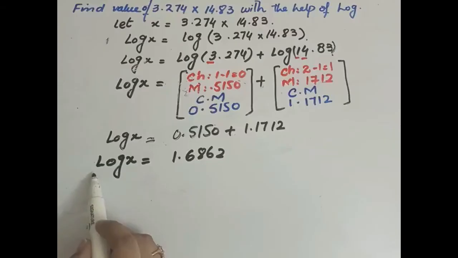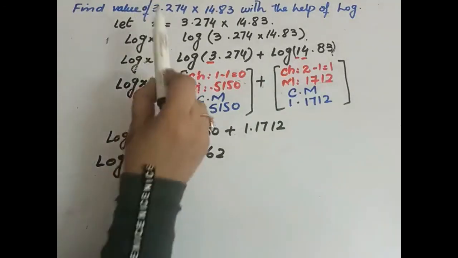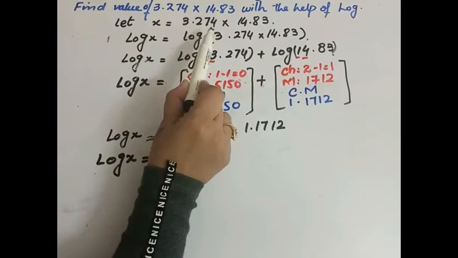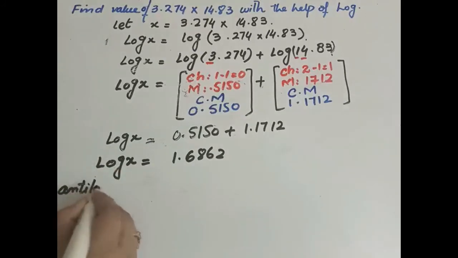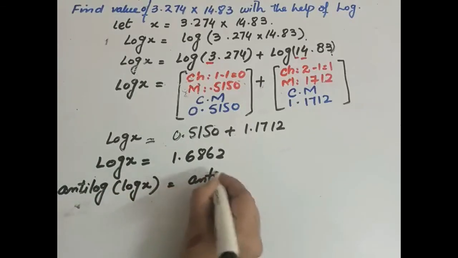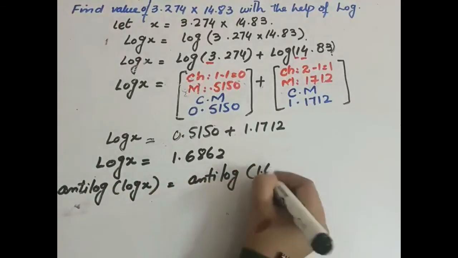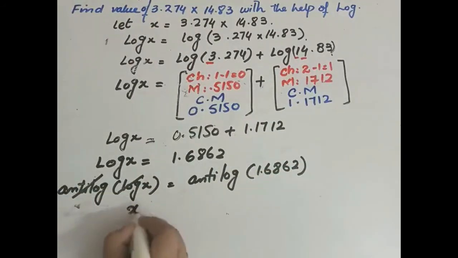Here I have found the value of log of x, but I just want this x, which is equal to 3.274 multiplied by 14.83. I have log over there, so log is cancelled by taking anti-log on both sides. So I am taking anti-log. Log is cancelled with anti-log, so the remaining is just x.